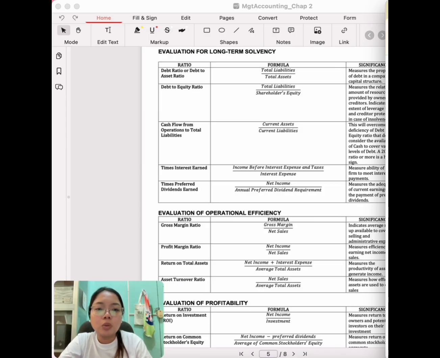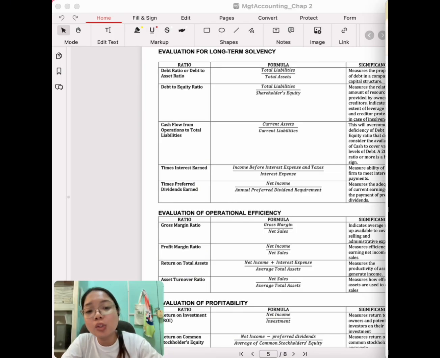Okay, so kung yung short-term solvency focuses on obligations that are due relatively soon, yung long-term solvency naman, it focuses on the company's ability to meet longer-term financial obligations. So this is especially important for creditors and lenders. Okay? The first ratio there is the debt ratio or debt to asset ratio.